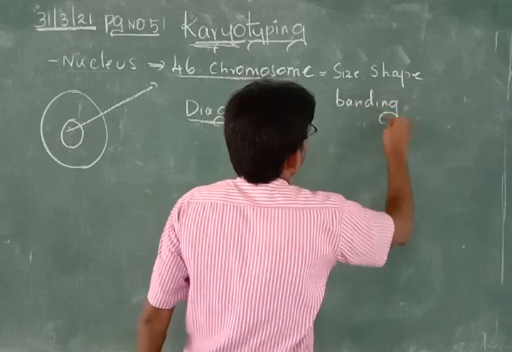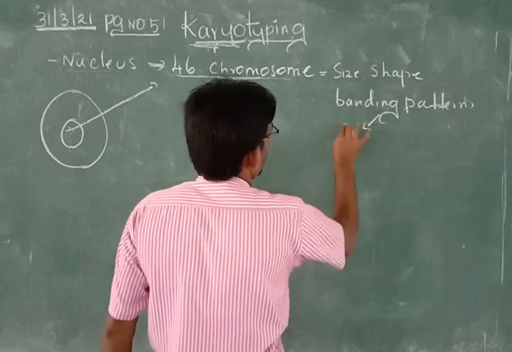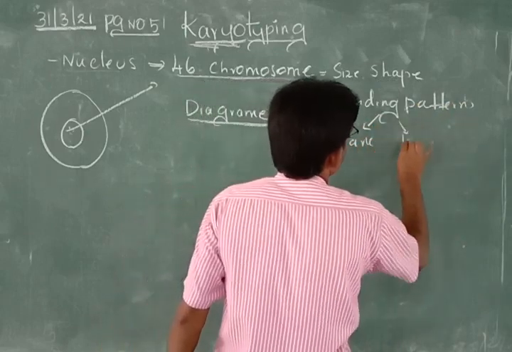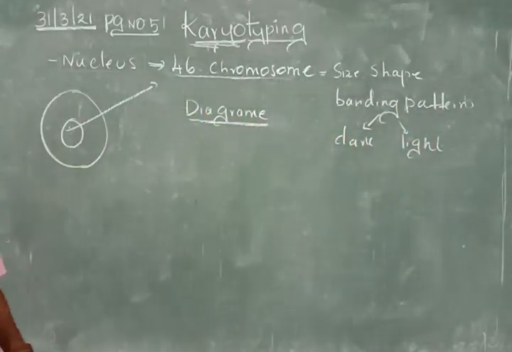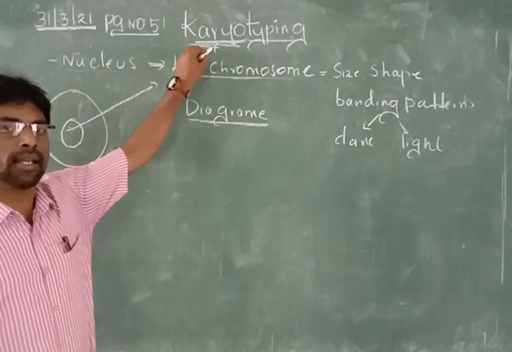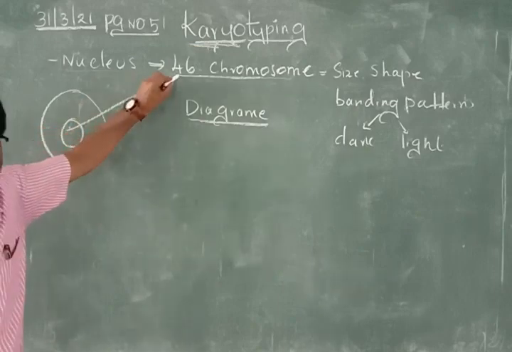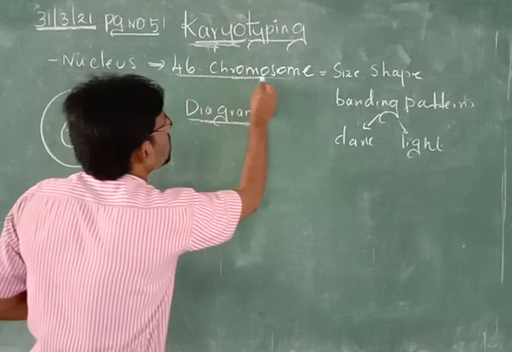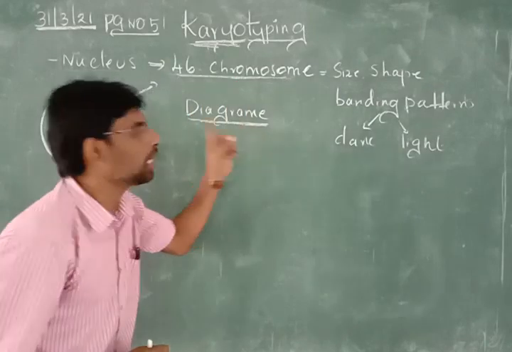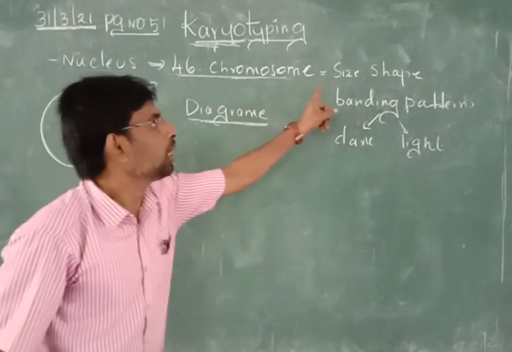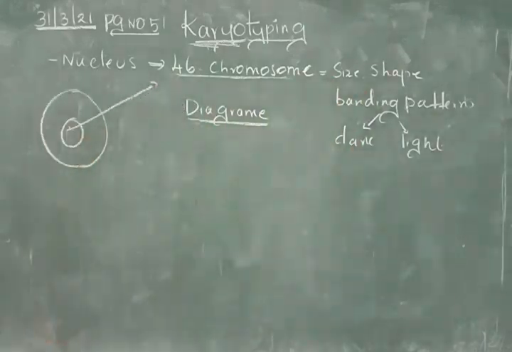The banding pattern means we are talking about two bands, that is, one is the dark band and the other one is the light band. We will talk about this banding pattern in detail a little later. So in karyotyping, we remove the 46 chromosomes from the nucleus, and all of them are arranged in the form of a diagram on the basis of the size, shape, as well as the banding patterns.